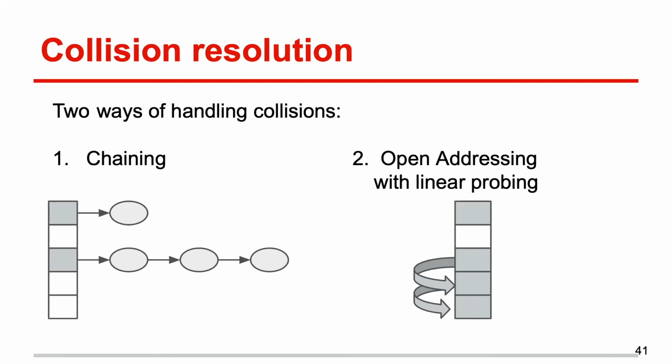For probing, the idea is that each bucket will only contain one element, but if we reach a collision, then we're gonna hop over to the next bucket and keep on doing this until we can find either the element we're looking for, or if we're inserting, a null bucket.